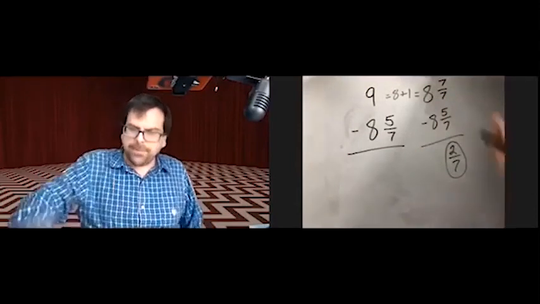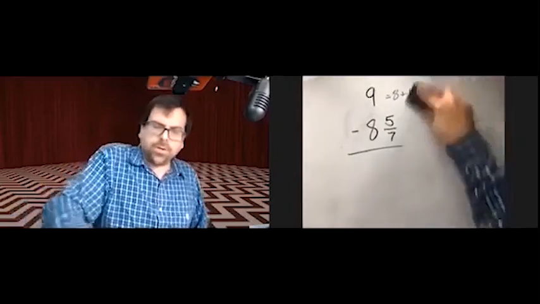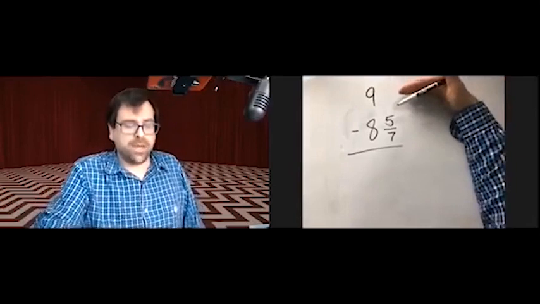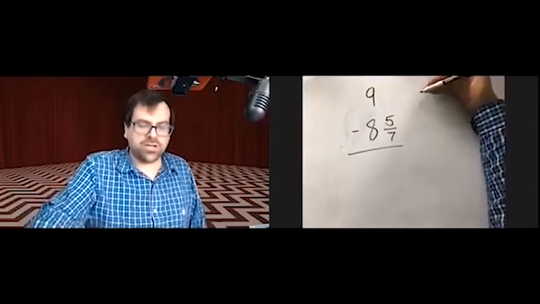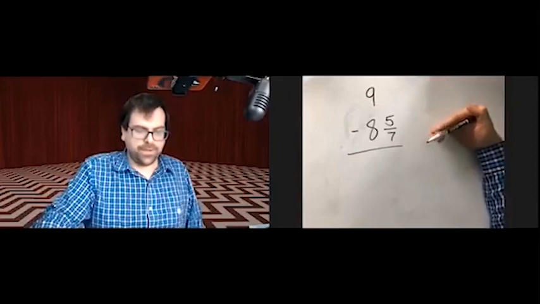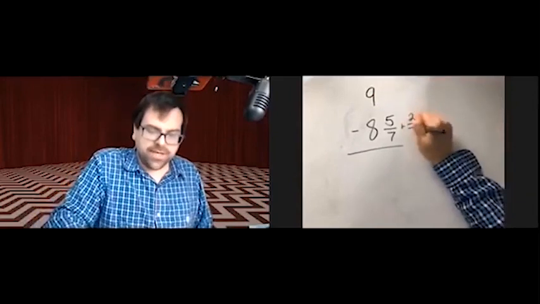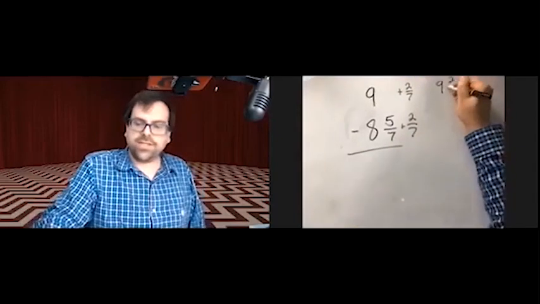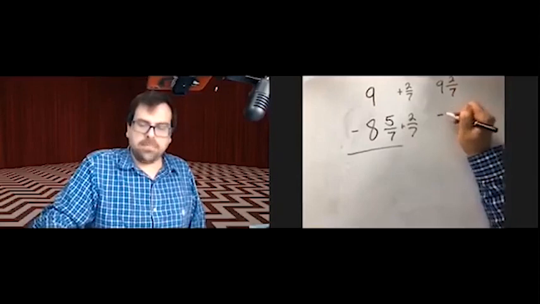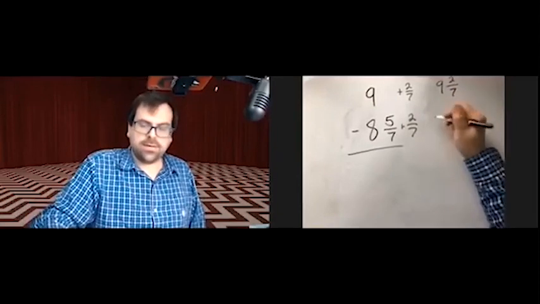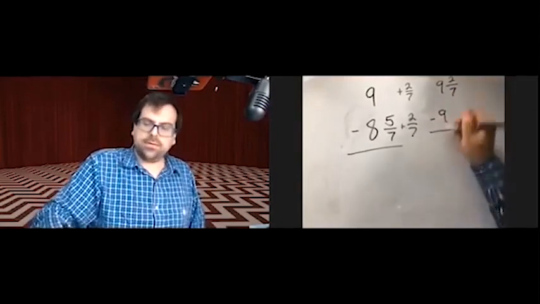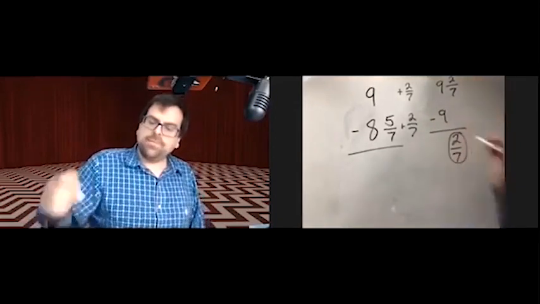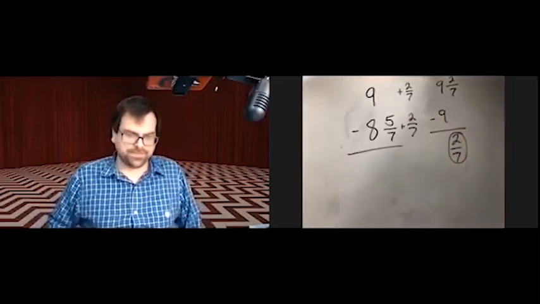So that's with borrowing. Or we could use our trick and turn this into the easy version, where instead of a whole number minus a fraction, we have a fraction minus a whole number. So we could add 2/7 here, and then we could add 2/7 here, which turns this into 9 and 2/7 minus 9. 9 minus 9 is nothing. 2/7 minus nothing is our 2/7.